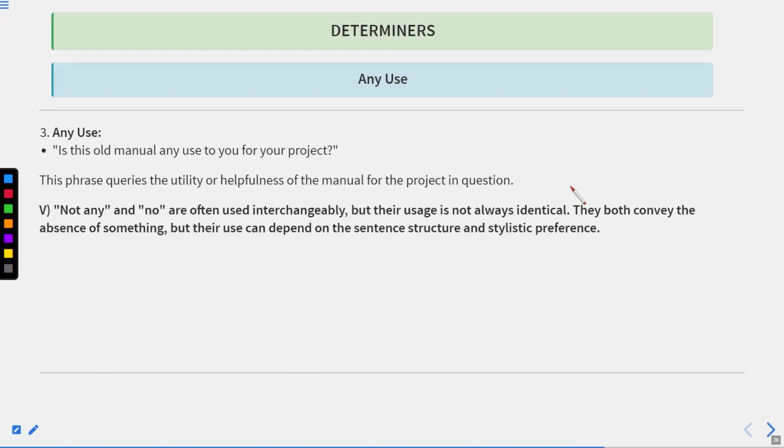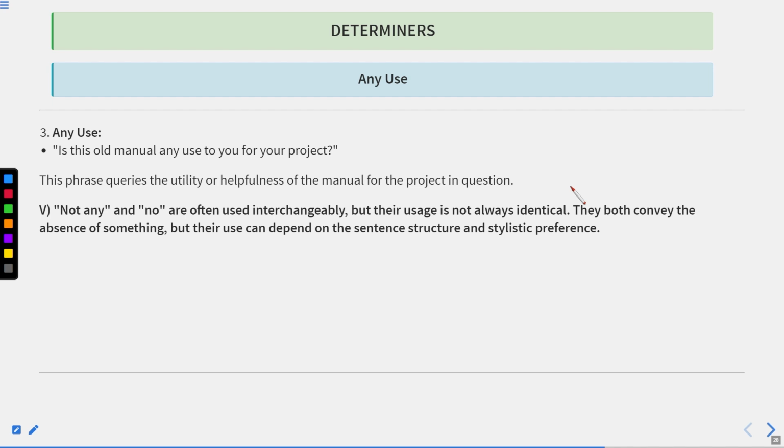Now the next one is any use. Is this old material any use to you for your project? So any use means if it is beneficial in any way. This phrase queries the utility or helpfulness of the material for the project in question.